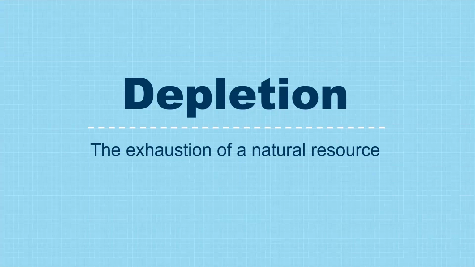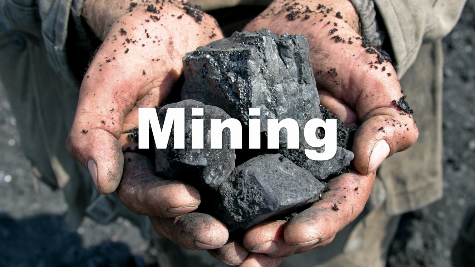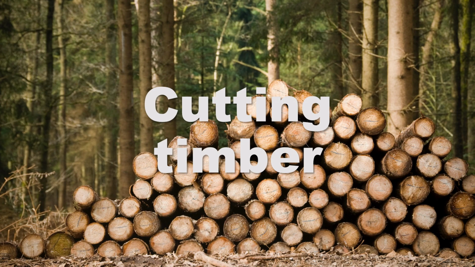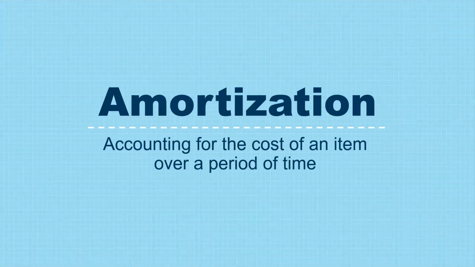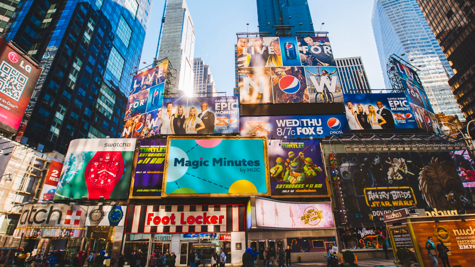The next type of non-cash expense is depletion, which is the exhaustion of a natural resource. Examples of this are drilling for oil, mining or quarrying of stone, cutting of timber. As you might imagine, this paper loss is less frequently seen as it is associated with a specific type of business. The third type of non-cash expense is amortization, which is an accounting for the loss of an item over a period of time. Some examples of amortization are brands or logos, copyrights, trademarks, and patents, and advertising.